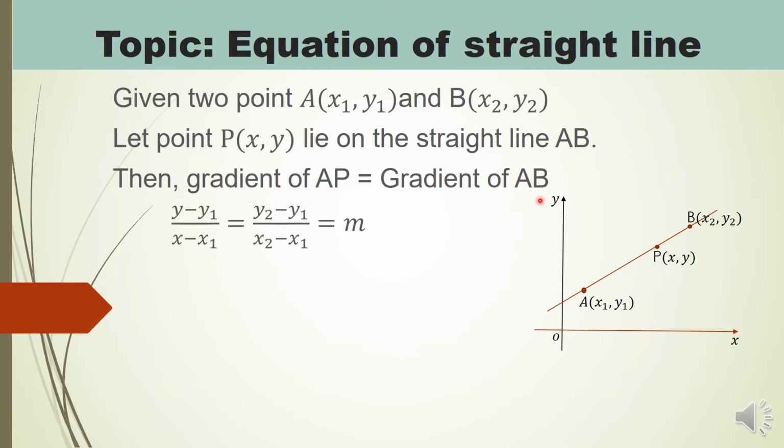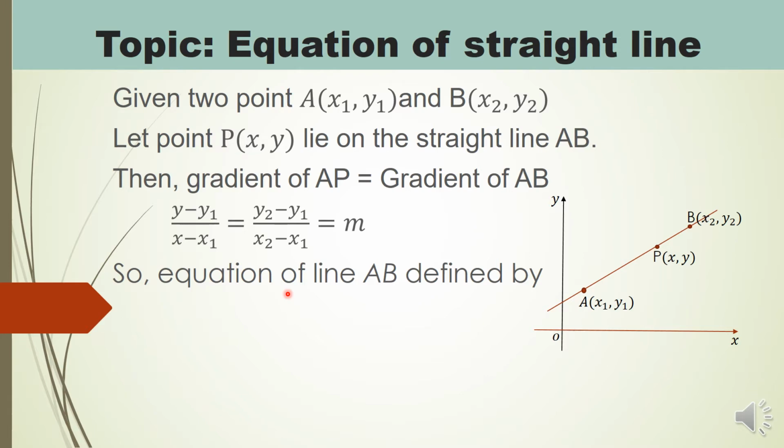Then you can write down that the gradient of line AP is defined by y minus y1 over x minus x1, and the gradient of line AB is y2 minus y1 over x2 minus x1. This value we denote by m, so m is the gradient of line AB. And next, we have to find the equation of line AB.